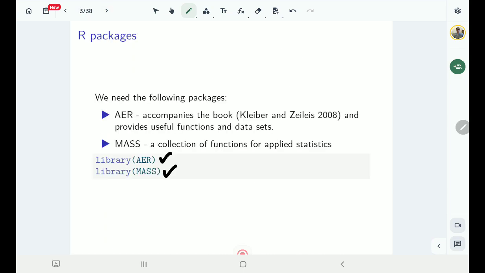Now, for these things we need 2 important R packages. One of them is called AER, that stands for Applied Econometrics with R. Okay, this library is basically accompanying that book, Applied Econometrics with R. Then we have MASS library. So these 2 guys are important.